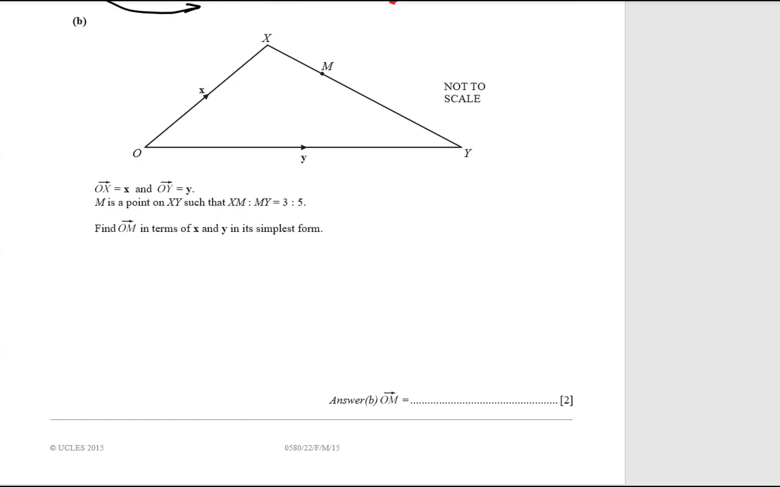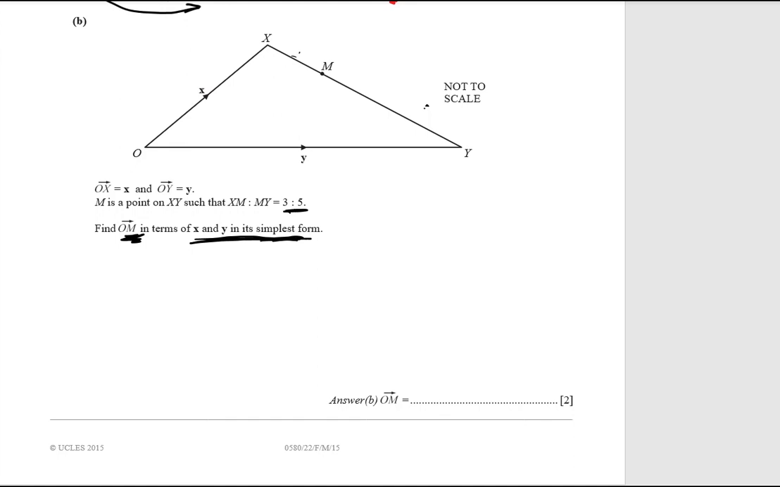OX is X. So OX is named as X. And OY, of course we discussed vector, OX as a vector is equal to X, and then OY as a vector is equal to Y. Now M is a point on XY, such that the ratio between XM and MY is 3 to 5. Find OM in terms of X and Y, and of course in simplest form.